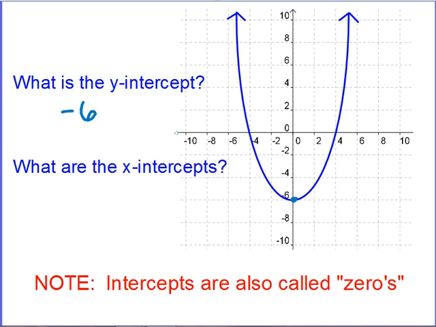How about the x-intercept? Where does this curve meet the x-axis? Do you see how it meets in 2 places? That means I'm going to have 2 x-intercepts. I can have as many as I need. I'm going to say that my x-intercepts are negative 4 and 4. I don't want to put parentheses around this and have it mistaken as a point.